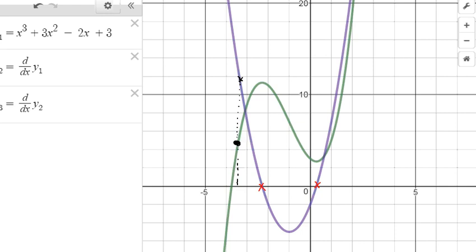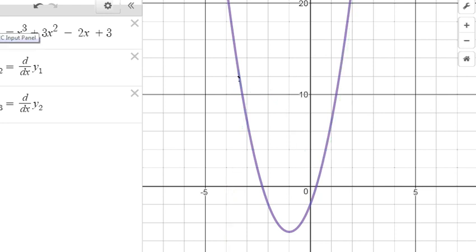And it tells us that the gradient of the curve there is nearly 12. So the gradient of the curve here is approximately 12, because the purple curve tells us that. Okay, that's something fairly straightforward. So if I just make the original function disappear, that's our derivative, and we can do the same thing again.